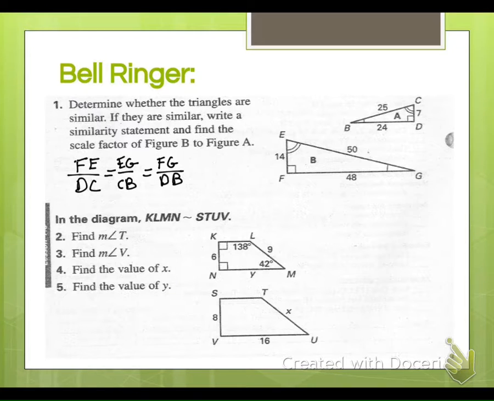Now we have to substitute in what we know. What we know are those side lengths. I'm going to substitute those in below. If I do that, do you guys think that will be too small? So if I wrote FE is 14, can you see this okay? So 14 over DC, which is 7. Our next one is EG, which is 50, over CB, which is 25. And last but not least, 48 over 24.